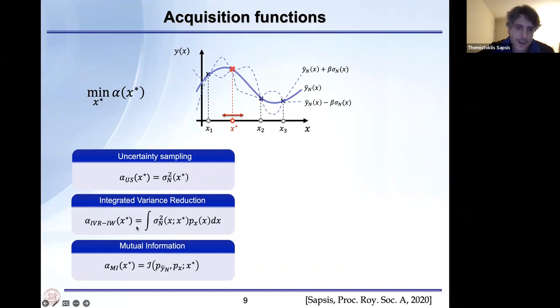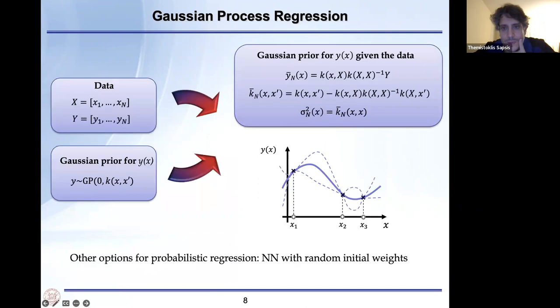Let me first clarify what these drawbacks are for the first two. For uncertainty sampling and integrated variance reduction, we are basically relying on the variance, sigma n of x. The problem with variance is that it does not really take into account the value of y. Let me go back one slide and emphasize that the variance in Gaussian process regression depends on the X coordinates of your data points. It does not really see anything related to Y.